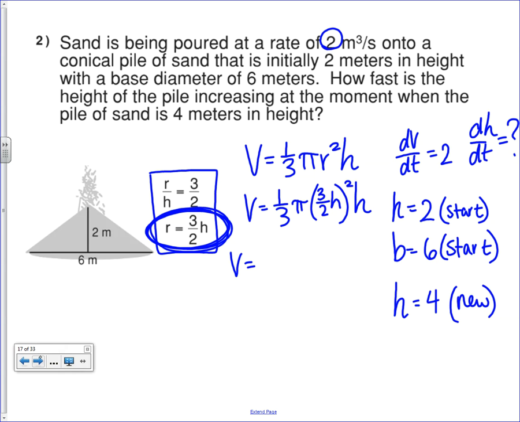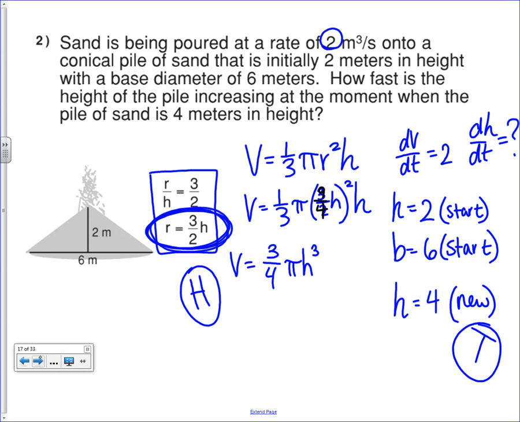Let's see here. So, hold on a second. This will be 9 over 4 once I square it. And then if I multiply, that'll be 9 over 12, which will reduce to 3 over 4 pi h to the third. So that is my static equation, which corresponds to letter H. All of this information given over here corresponds to letter T. Okay, so this is answer 2A. This is answer 2B.